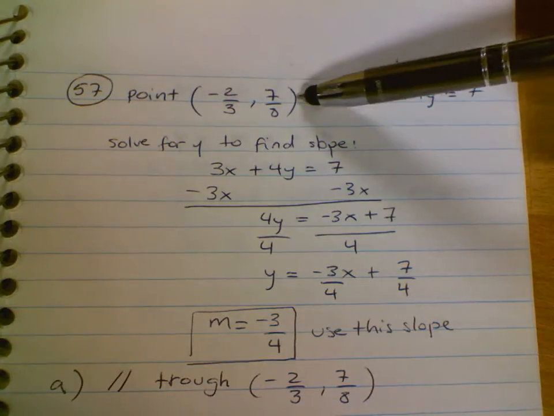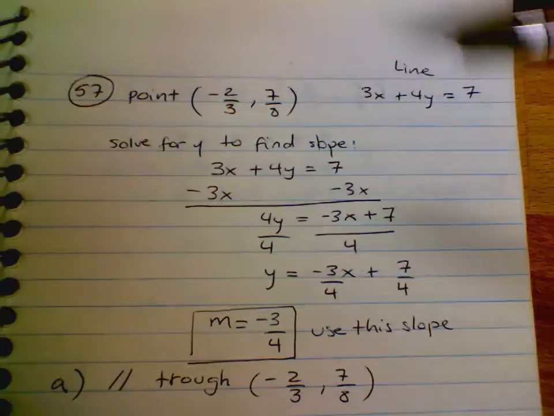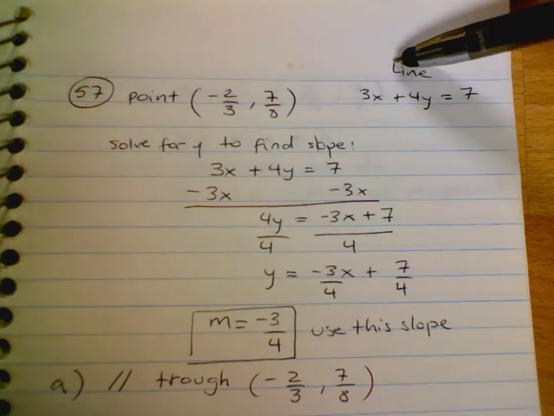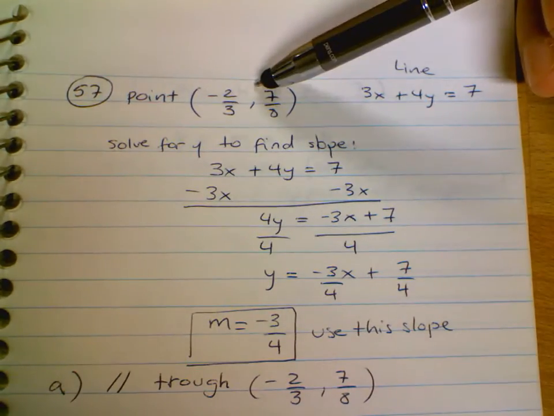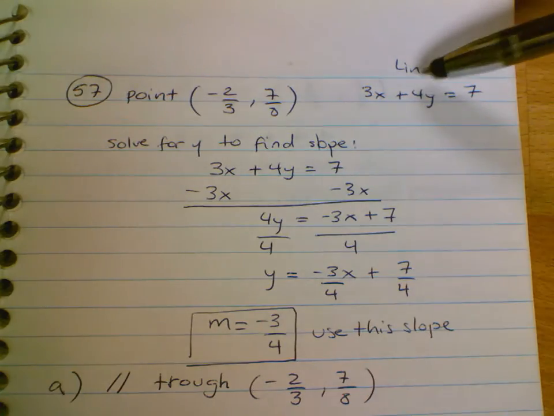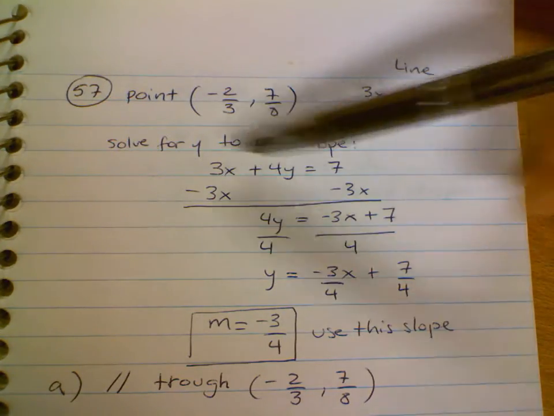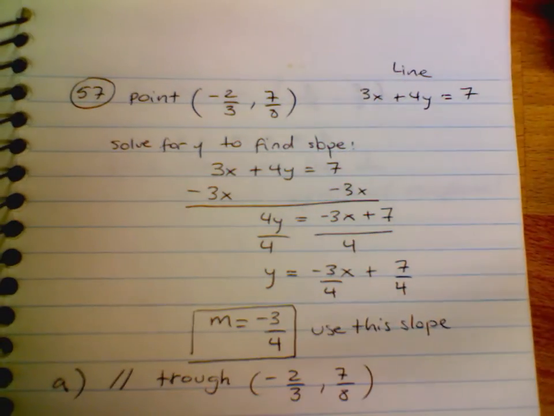You're given a point and you're given a line, and you have to write an equation of a line that is parallel to this one and goes through this point. So the first thing you need to do is to find the slope of the line that you're given. So we're going to solve for y just to identify the slope.